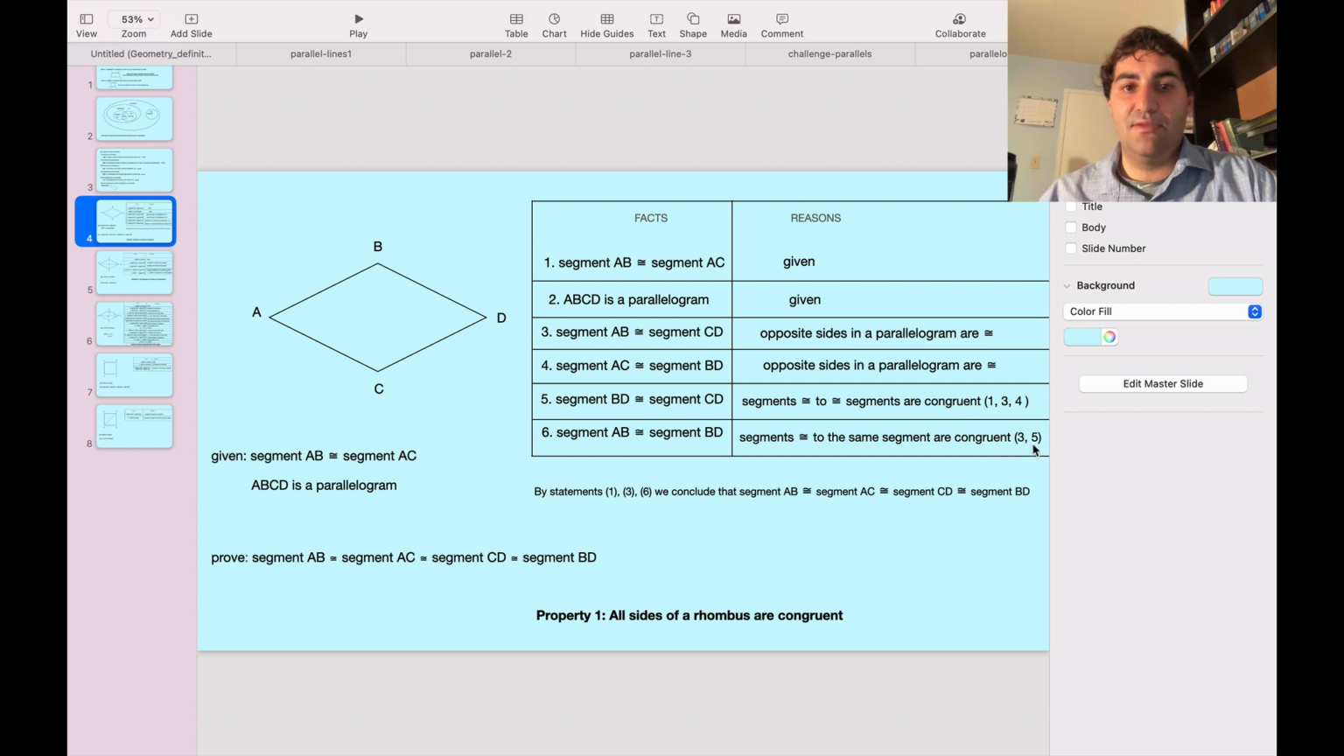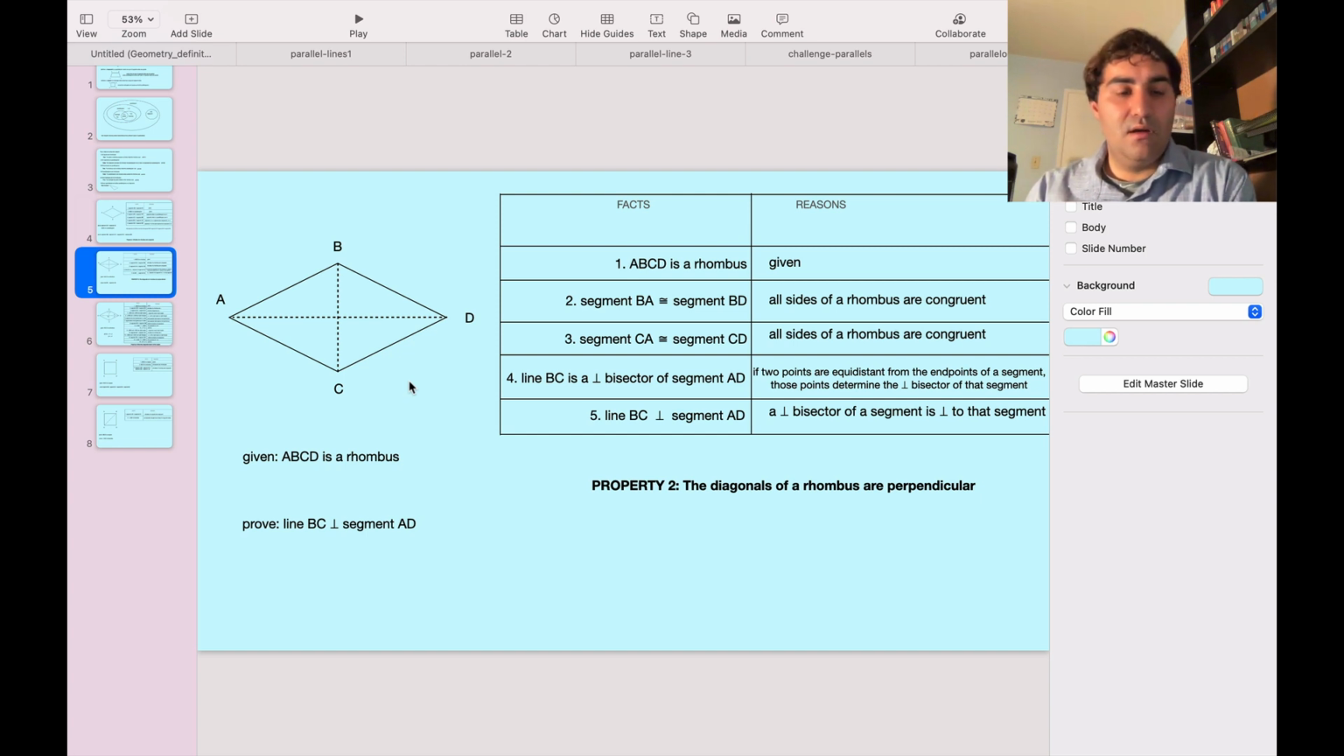If we look at statement 3 and statement 5, we see that segment AB and segment BD are both congruent to segment CD. We know that segments that are congruent to the same segment are congruent. So in other words, segment AB is congruent to segment BD. So we know segment AB is congruent to segment AC, segment AB is congruent to segment CD, and segment AB is congruent to segment BD. In other words, all the sides of the rhombus are going to be congruent.